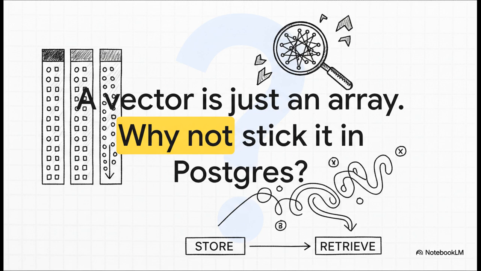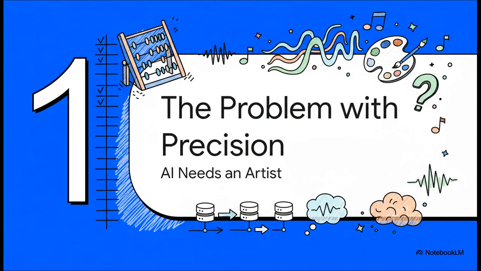A vector embedding. I mean, it's just an array of numbers, right? So why can't you just create a column and dump it in there? And the thing is, you can. The problem isn't about storing the vectors. The real challenge, the part that makes all the difference, is how you retrieve them efficiently. And that brings us to this fundamental conflict, this problem with precision.